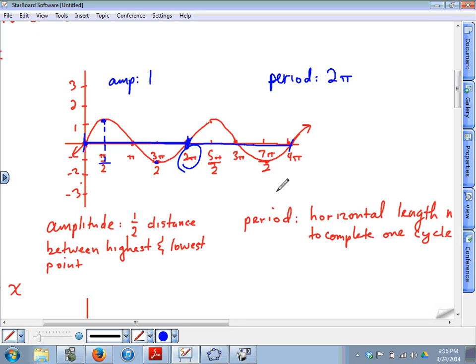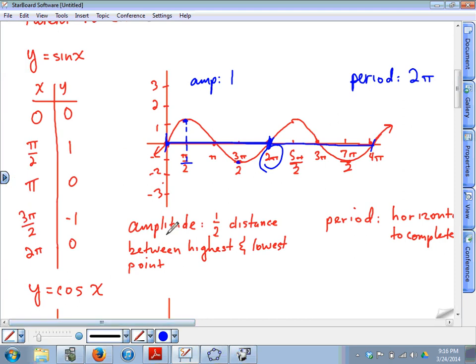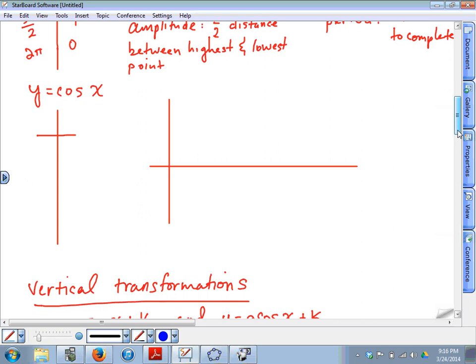So the thing to remember here about the sine function, the parent function of the sine, the amplitude is 1, the period is 2 pi. Also important to note is where the function starts. It starts at the origin 0, 0, because when x is 0, the sine of 0 is also 0. Now cosine, we're going to do the same thing.